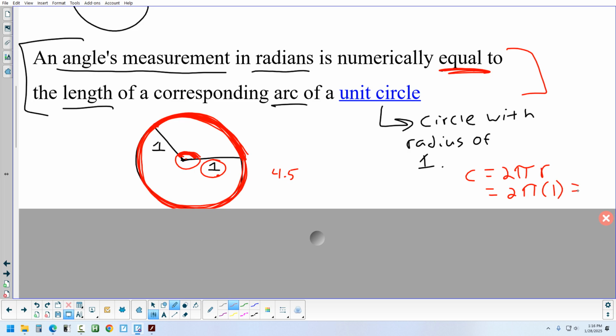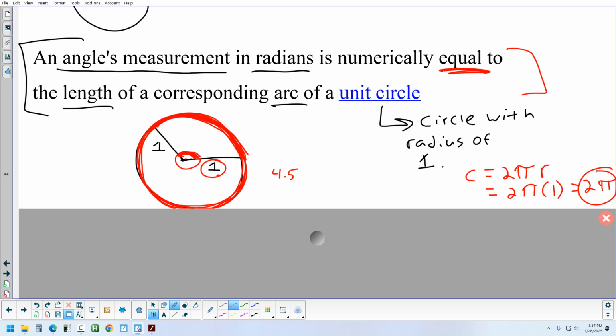When you multiply 2 pi times 1, I'm not worried what 2 times 3.14 is. Just do 2 pi times 1. The circumference of that circle is 2 pi. So you don't want this between decimals? No, we're just going to leave it with pi. Okay, so we know the circumference of that circle is 2 pi.